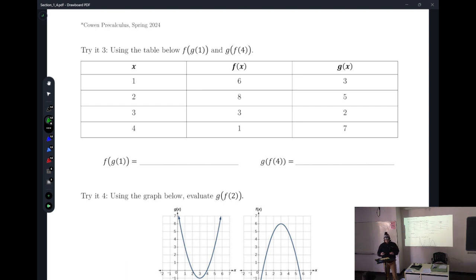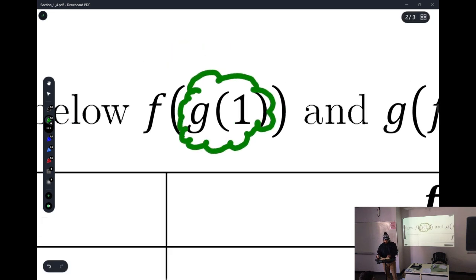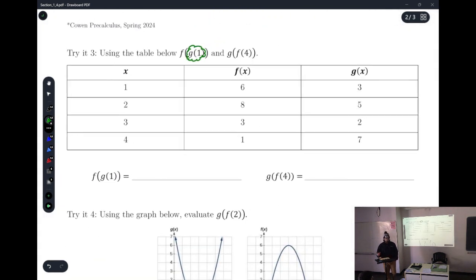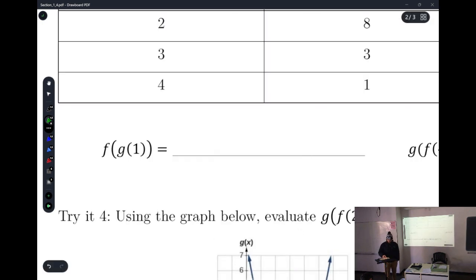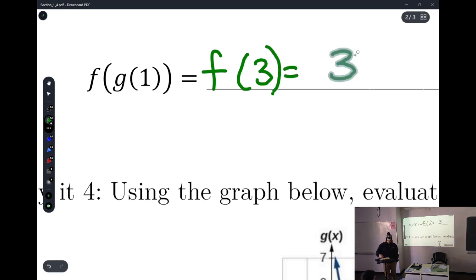Use the table below to find these things. First things first, can you find g of 1? G of 1 is 3. So technically, the question isn't asking us f of g of 1. Technically, the question is asking us what? Hey, that makes our lives a little easier, right? And can you find f of 3? Watch this. 3, and there's your answer.